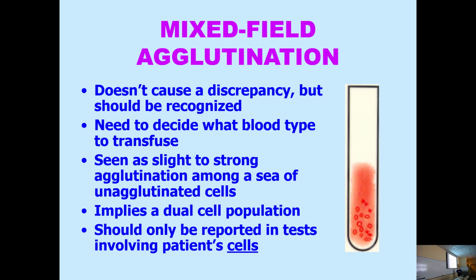I talked about the dual cell populations. They should only be reported in tests involving patient cells, never plasma, because we're dealing with 2 cell populations. It doesn't matter with the plasma, it only matters with the cells.